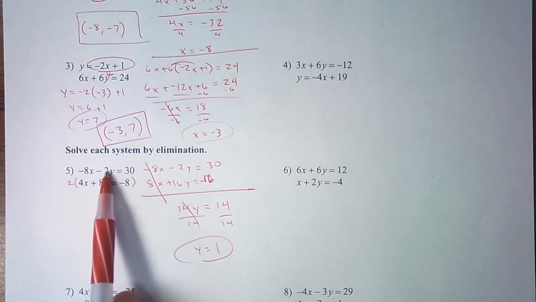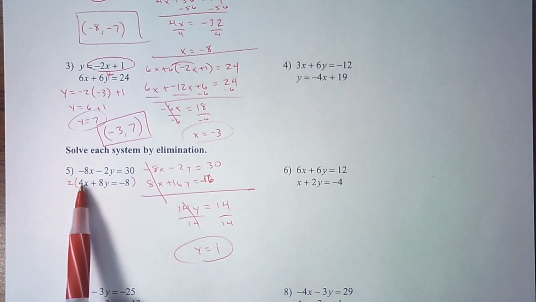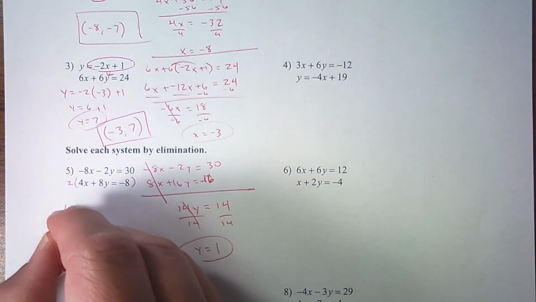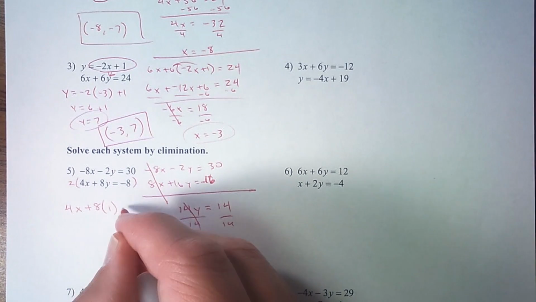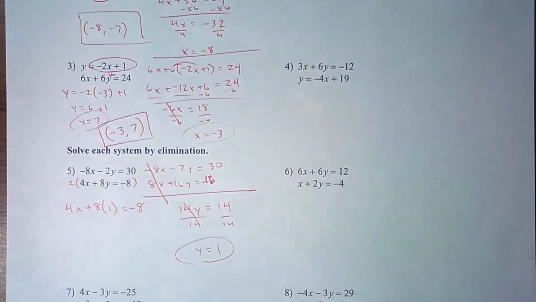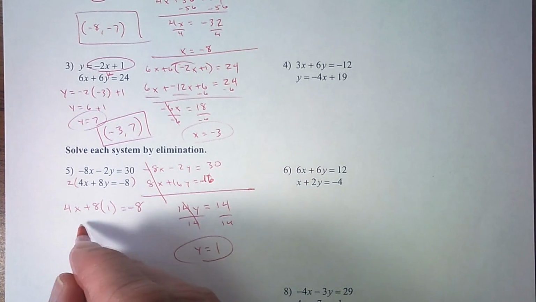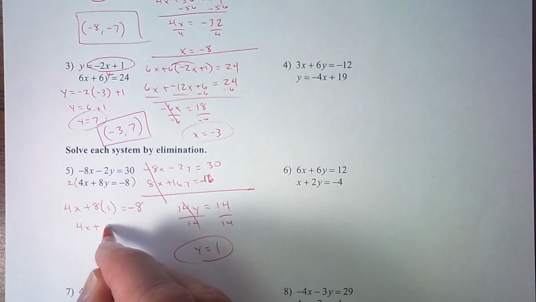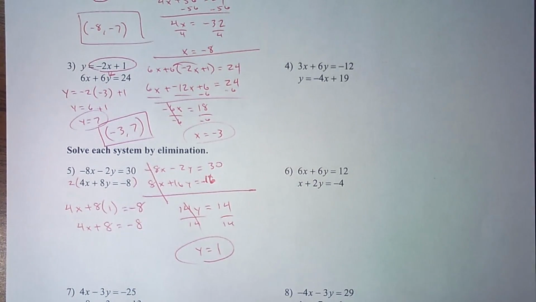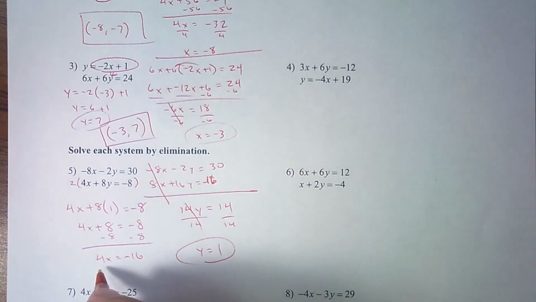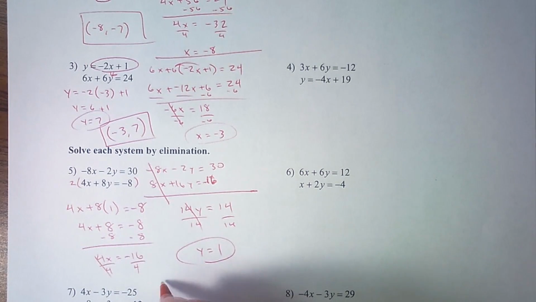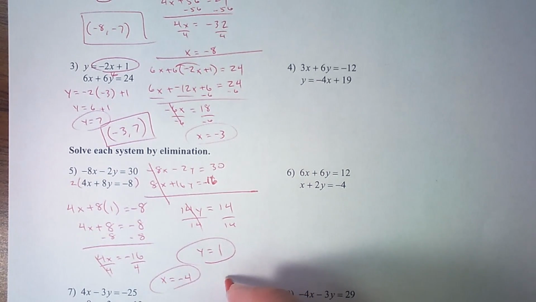Now I can plug that into either of these two equations. I'm going to go with the one that's got more positive numbers. So I'll go with 4x, and it really doesn't matter which one you choose, plus 8 times y, which is 1, equals negative 8. Okay, so I've got 4x plus 8 times 1 is 8 equals negative 8. I can subtract 8. 4x equals negative 16 and divide by 4. X equals negative 4. So my point of intersection or my solution set is negative 4, 1.